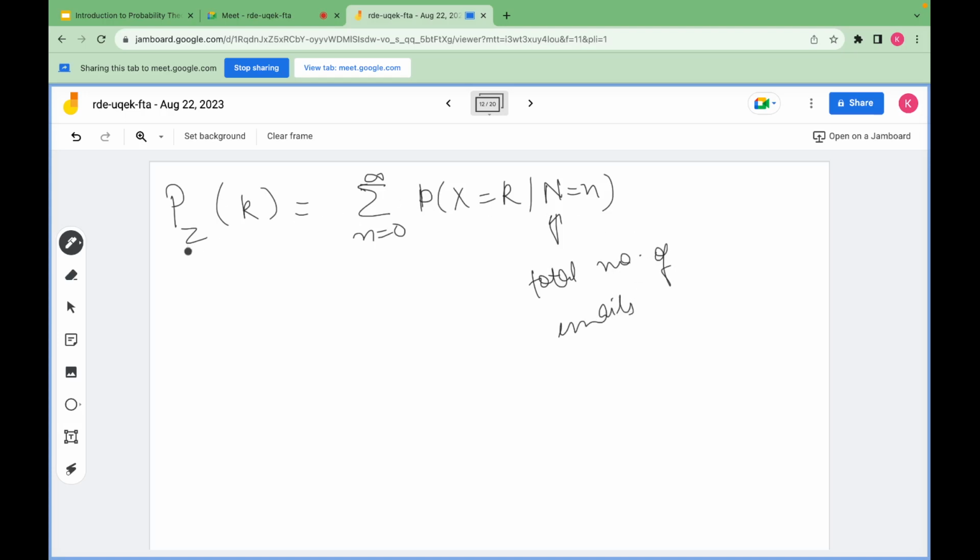Okay, so the probability of z for all given n is the probability that this z is equal to k, given that capital N is equal to small n, with the probability mass function of this n.